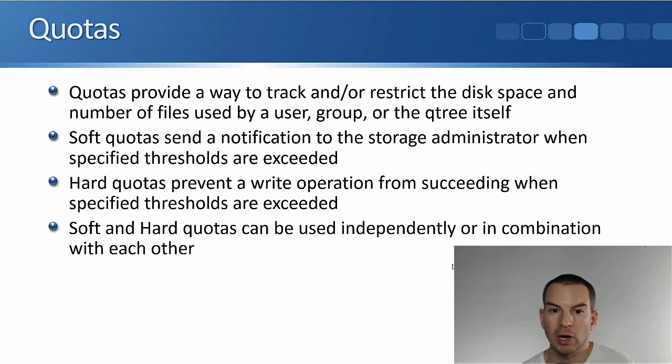Quotas provide a way to track and/or restrict the disk space and number of files used by a user, a group, or at the Qtree level itself. Soft quotas send a notification to the storage administrator when specified thresholds are exceeded. So soft quotas are used for a warning only. Hard quotas prevent a write operation from succeeding when specified thresholds are exceeded. So hard quotas actually enforce the limit. Soft and hard quotas can be used independently, or you can use them in combination with each other to get a warning first and then to actually set the hard limit later on.